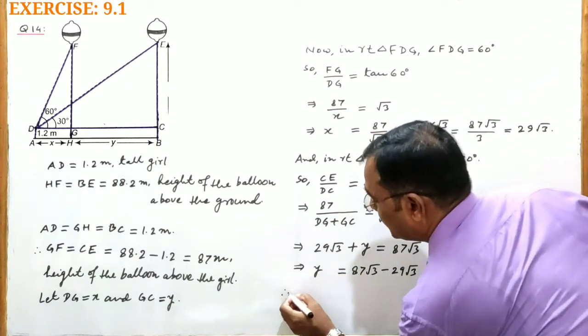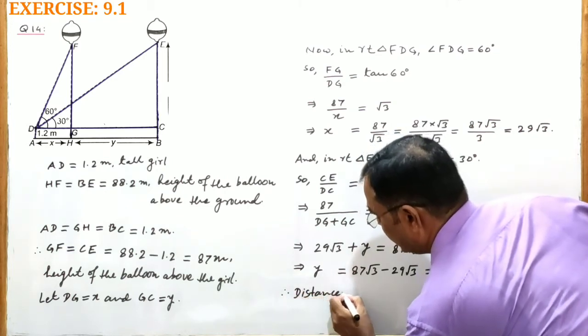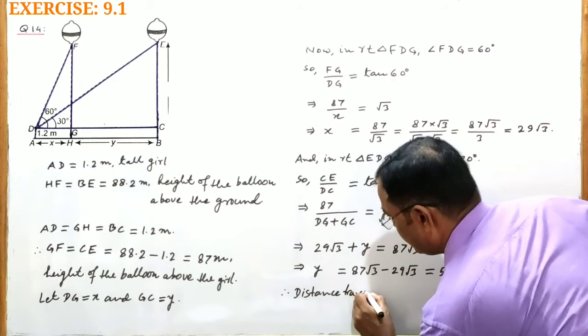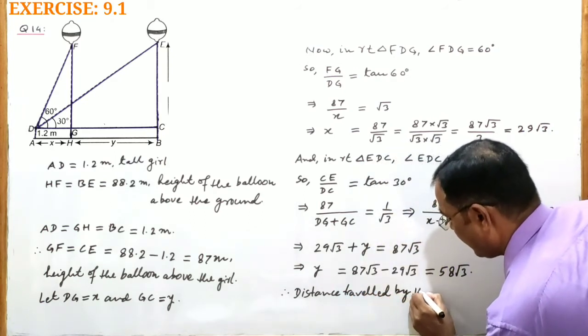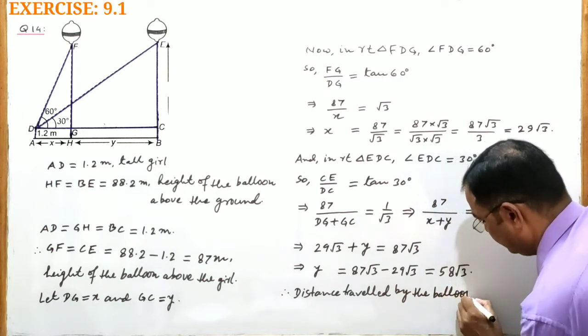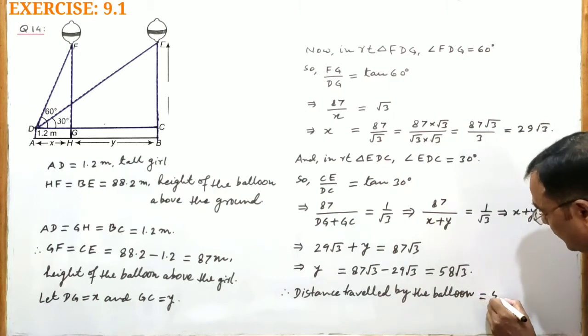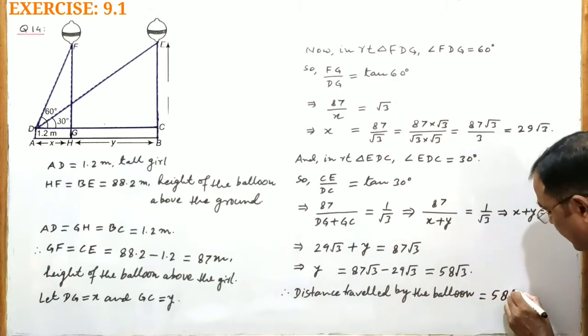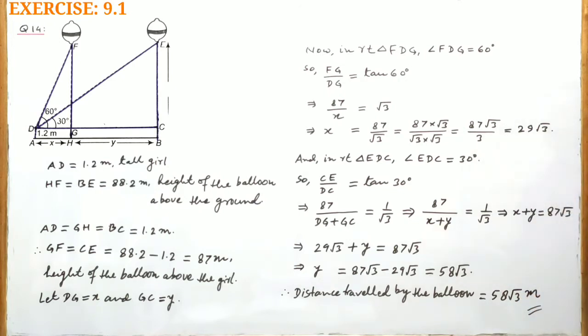So therefore, the distance travelled by the balloon is equal to 58 root 3 meter, and this is the answer.